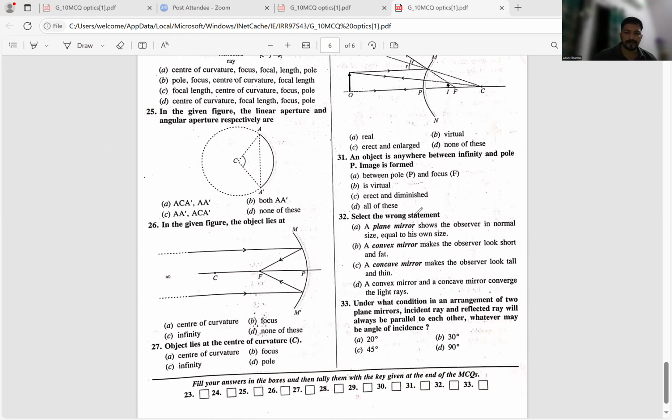So I will share the screen in this PDF and you will take the right answer. So question number 33: under what condition of the arrangement of two plane mirrors will the incident ray and reflected ray always be parallel to each other, whatever may be the angle of incidence? It doesn't matter what the angle of incidence is. Beta, again I am saying, this is a question of grade 12, mathematically.